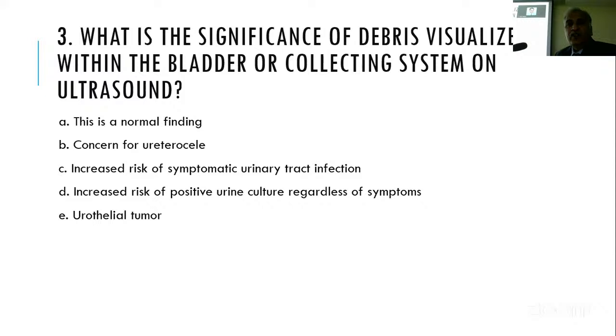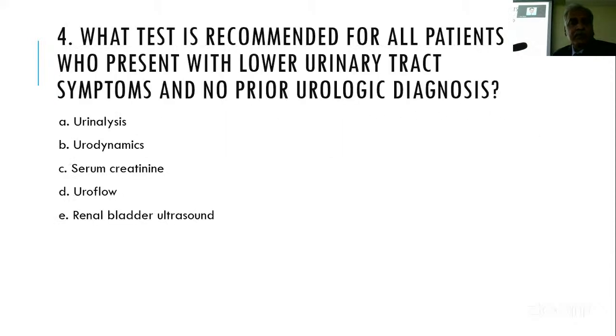So what is the significance of debris visualized within the bladder or collecting system on ultrasound? Increased risk of UTI? Increased risk of positive urine culture regardless of symptoms. Okay, so regardless of the symptoms, the patient may be symptomatic or not, but the urine may be turbid or infected if there is echogenic debris. I think that's very simple.